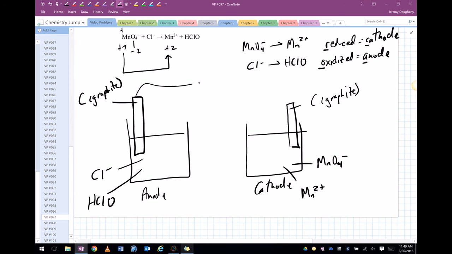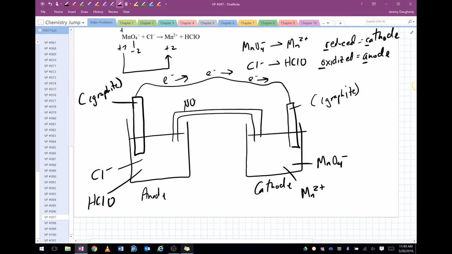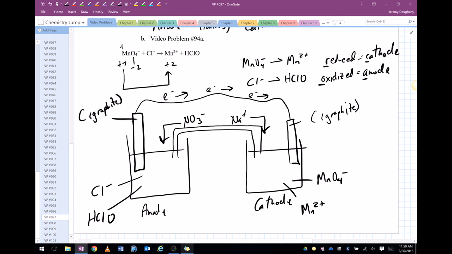I've got a wire connecting these two, and I've got a salt bridge. Electrons always flow from anode to cathode. If I use sodium nitrate again, the anion goes to the anode and the cation goes to the cathode. Now I mentioned we might want to look at this balanced reaction, so let's go ahead and do that. Give me one second, I'll be back with it.